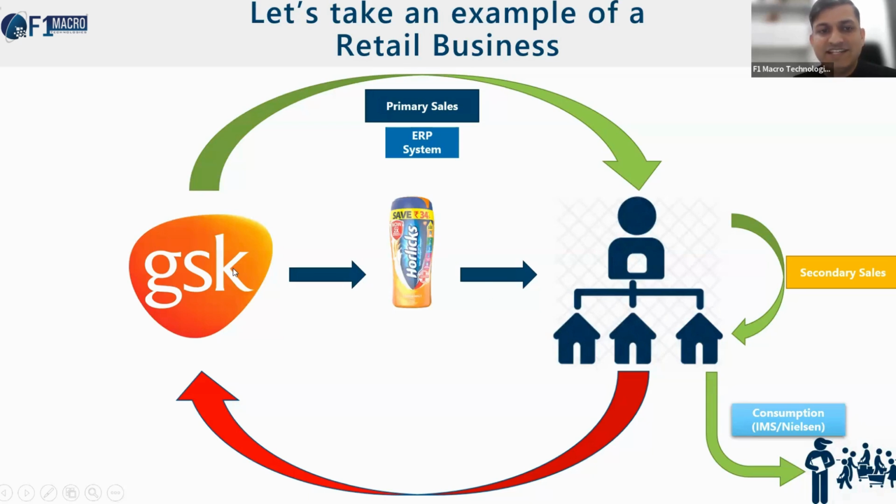When GSK is selling something to a distributor, data is generated. They will do a transaction in their ERP system, and the data generated is what we call primary sales. When GSK is selling to a distributor, that is primary sales for me.